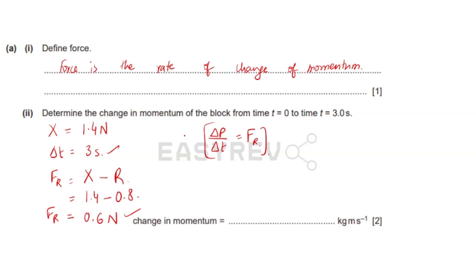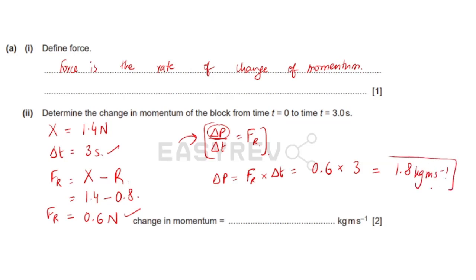So now that we have our resultant force, we have the time interval as well. It's just a matter of rearranging this equation to get the change in momentum delta P, which would be the resultant force multiplied by the time interval. You get 0.6 times 3, and you should get in the end 1.8 kg meters per second. Right? Now let's move on to the next question.